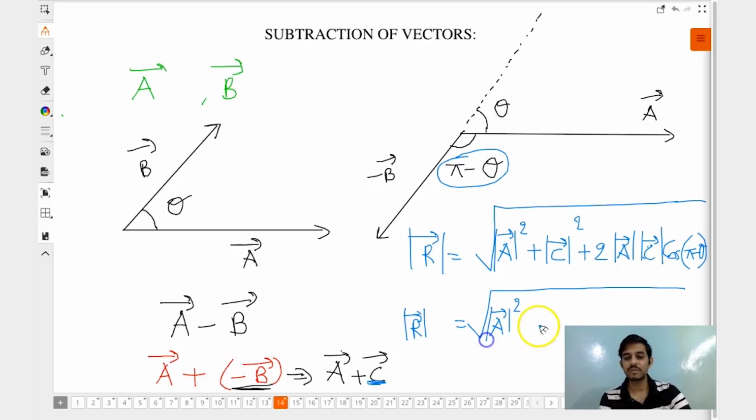Mod A square plus mod B square plus 2 mod A mod B. Now guys, cos of 180 minus theta, how many of you remember the maths basic formulas? Very good. Cos of 180 minus theta or pi minus theta, what does this become? Minus of cos theta.